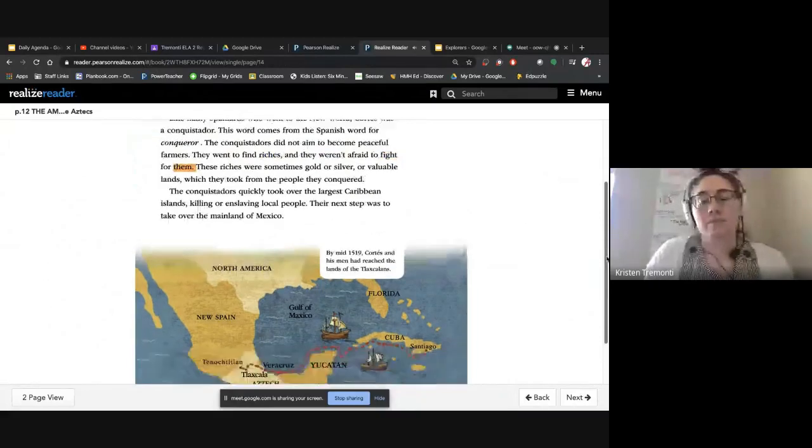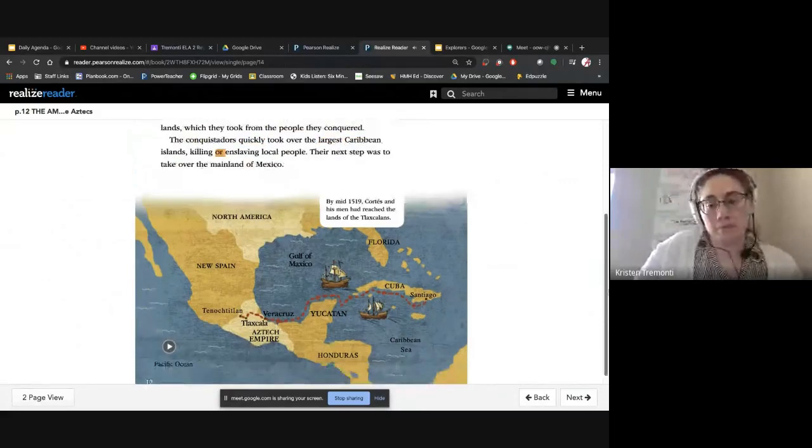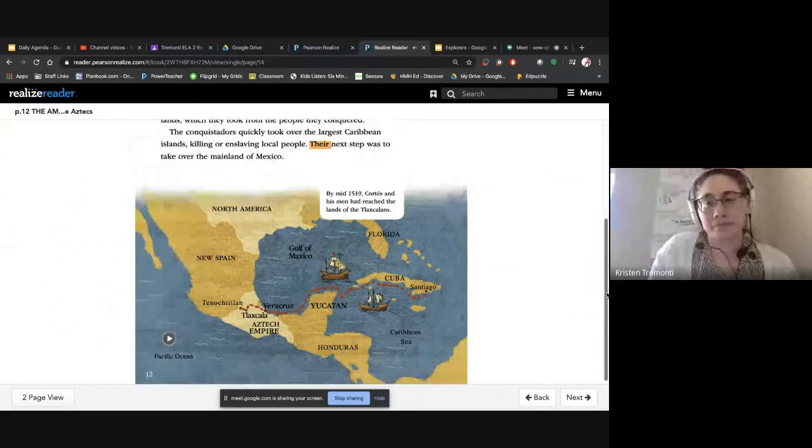These riches were sometimes gold or silver or valuable lands, which they took from the people they conquered. The conquistadors quickly took over the largest Caribbean islands, killing or enslaving local people. Their next step was to take over the mainland of Mexico.